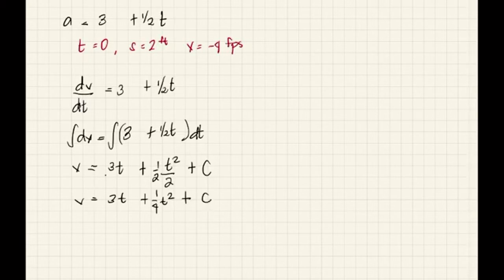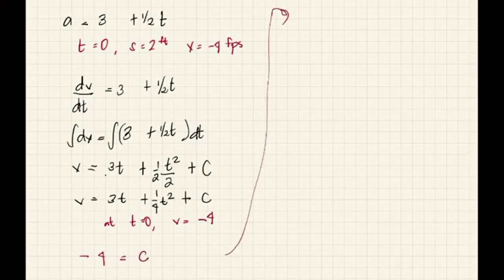And alam natin na at t equals 0, sabi ang velocity at that instant is negative 4. Ibig sabihin, it is moving towards the left. Okay, negative. So, pag sinubstitute natin yan, this becomes 0, this becomes 0, and this is negative 4. So, pwede nating sabihin na negative 4 equals c. Tama? So, the whole equation for velocity is v equals 3t plus 1/4 t squared minus 4.